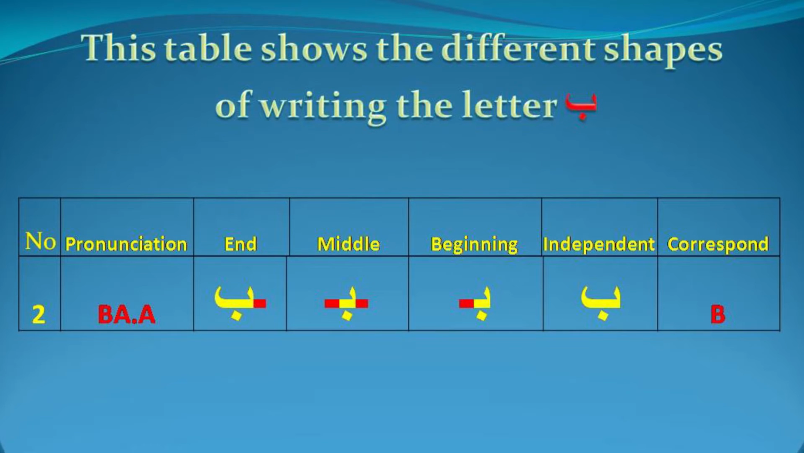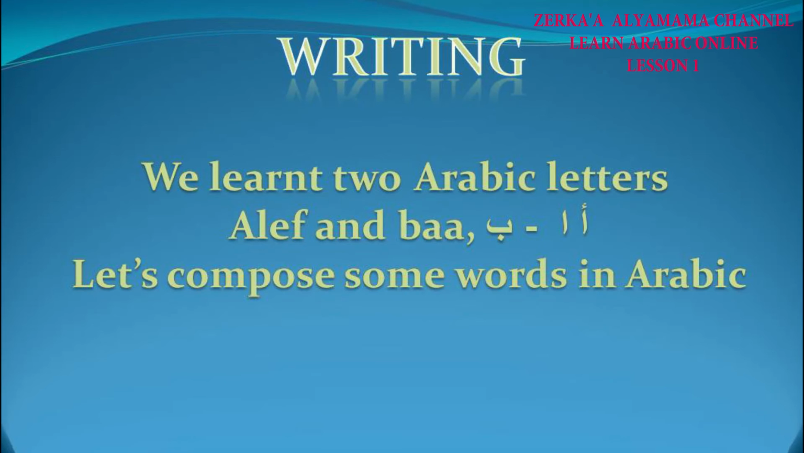This table shows the different shapes of writing the letter ba. The letter ba corresponds with the letter B in English. Letter ba is the second letter in the Arabic alphabet. Writing. We learn two Arabic letters, alif and ba.